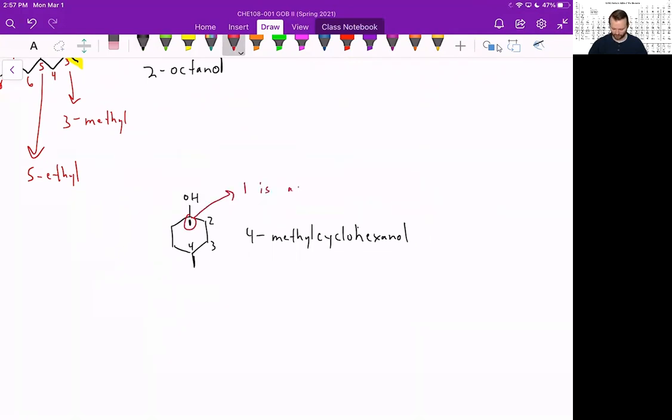One is assumed as the lowest number in a cyclic alcohol. Just like 1 is assumed as the lowest number in a cyclic alkene for a double bond. So 1 is as low as you can go for the hydroxyl group in a ring. No need to put the 1 in the name. That's how you name alcohols. Very similar to alkanes, but the priority is minimizing the location of the hydroxyl group when you go to name these.